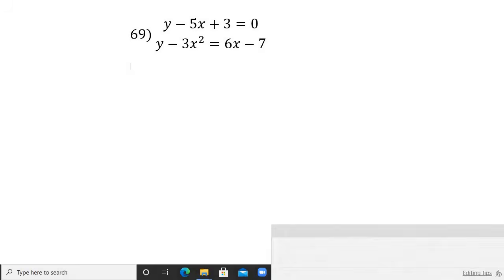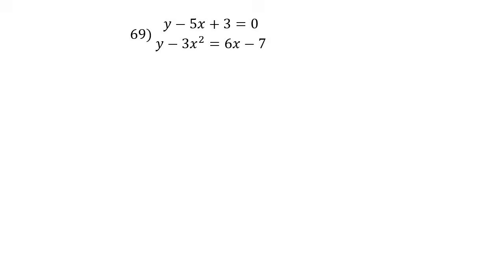So here in question 69, step 1, get x or y alone. And it doesn't matter what you get alone, but I'm going to go for this one. Oh, but let's first call this equation 1 and equation 2. So I'm going to take equation 1 and I'm going to rearrange it. So we're going to have, let me just write it down here first.